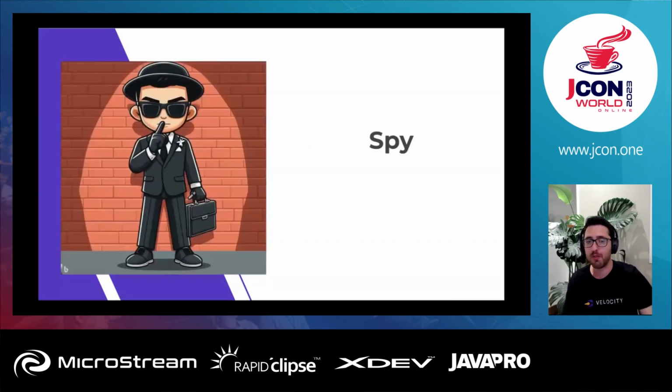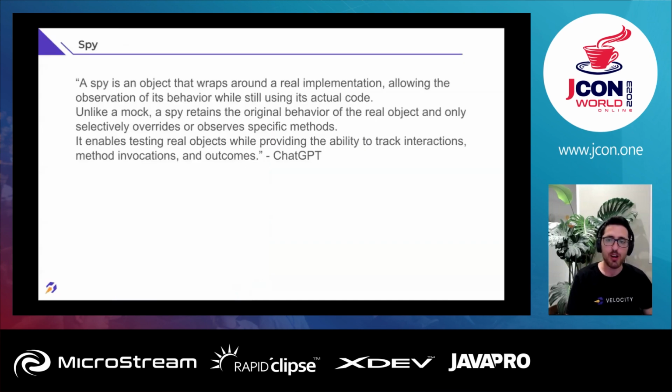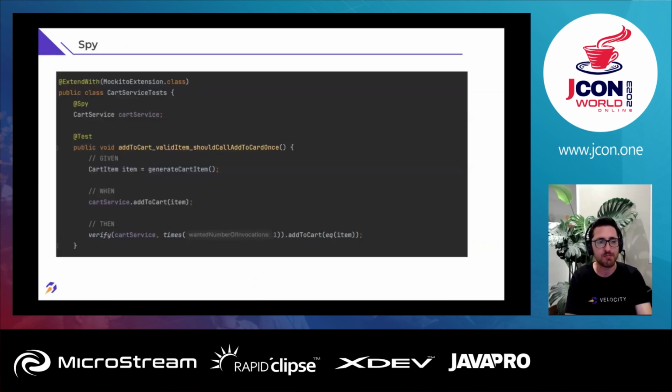Now, the final part, well, it's a spy. So a spy is an object that wraps around real implementation. It doesn't fake anything, and it allows us the observation of the behavior of the actual code that we're using. So unlike a mock, well, again, it's an actual object that records functionality. But let's see a coding example.